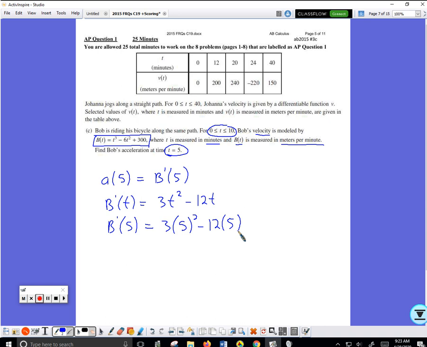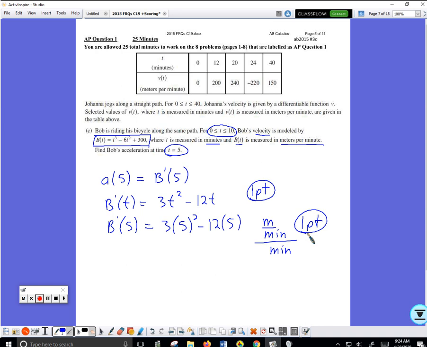Because you're taking the derivative of velocity, the units here would be meters per minute per minute, because we're finding an acceleration. They didn't actually give points for the units on this problem, but it is always wise to write them. The way they give points is you got 1 point for the B prime and 1 point for plugging in the numbers. You don't have to simplify anything.